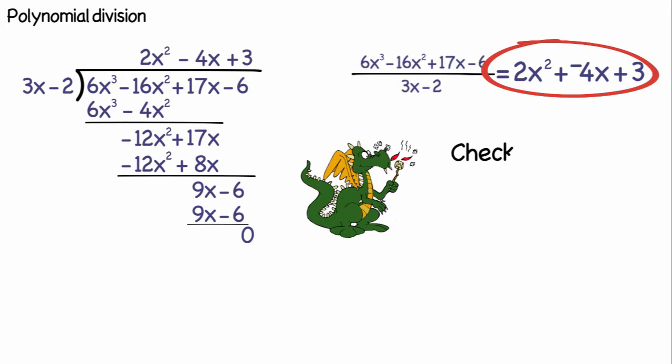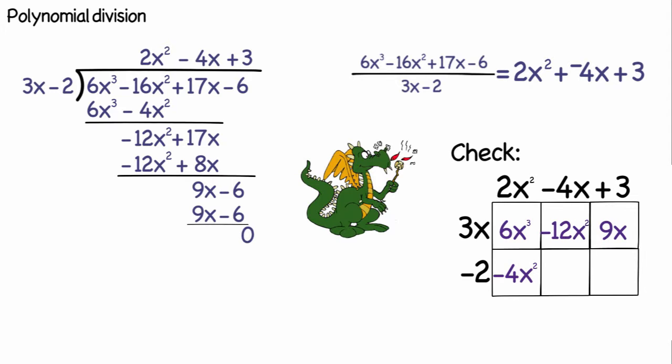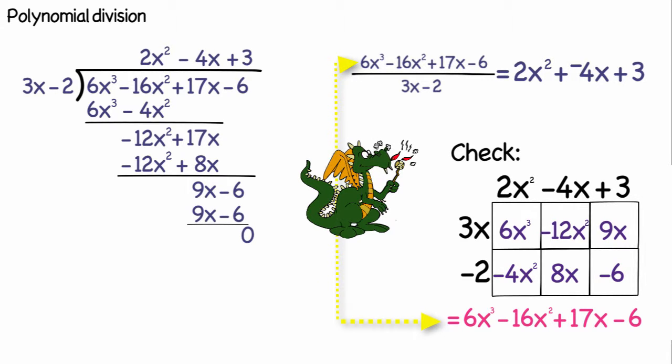If we want to check our work, we'd simply multiply our answer by 3x minus 2, and we should get the numerator of our fraction. I am using the multiplication array to multiply the polynomials, and as you can see, the problem checks. Now that you have the basic idea of how to do long division with polynomials, let's look at another example and focus on some of the finer points.